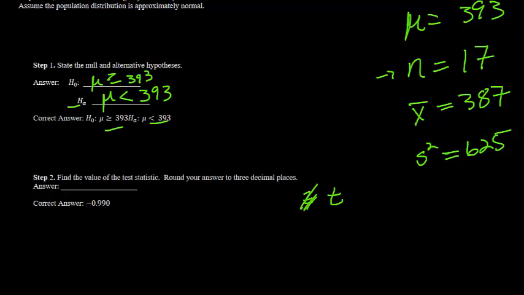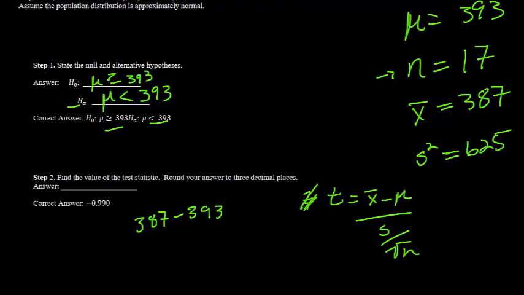The good thing about T is that it's almost exactly the same calculation. X bar minus mu over S divided by the square root of n. So it shouldn't be that much different, and we have all of these. So we have X bar is 387 minus mu is 393, where S, but we don't have S, we have S squared. And S squared is 625.